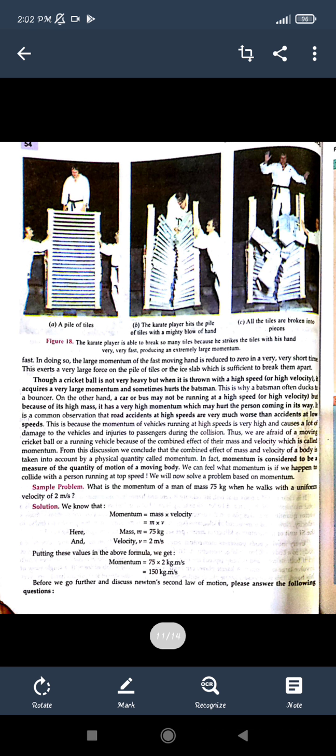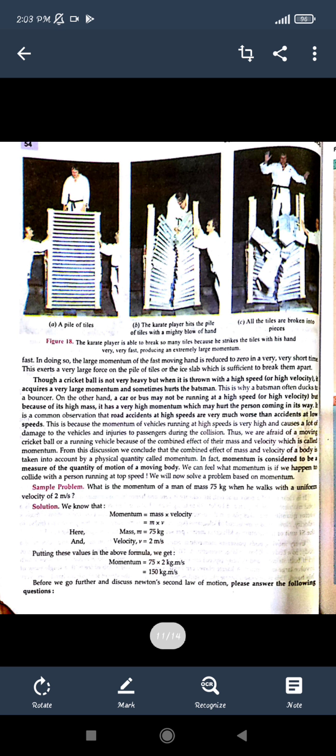See this example: there are piles of tiles, many tiles kept one upon each other. If a karate player is asked to break these tiles, he just needs to strike one tile, and together the whole pile gets broken, right? You can see it on India's Got Talent and many other programs on TV, where persons just blow their hand on the first tile, or the first tube light, or the first brick, and the whole set kept together gets broken.